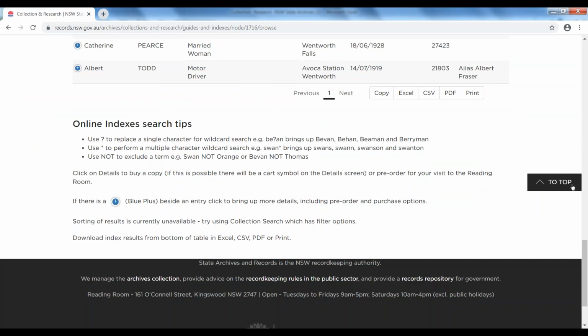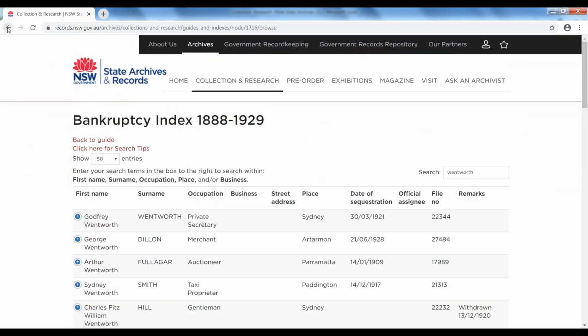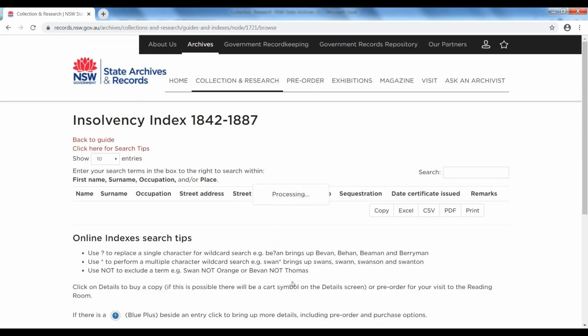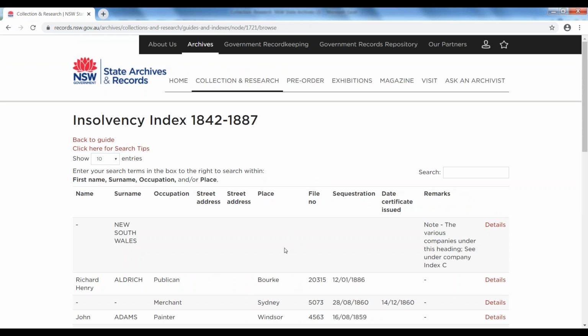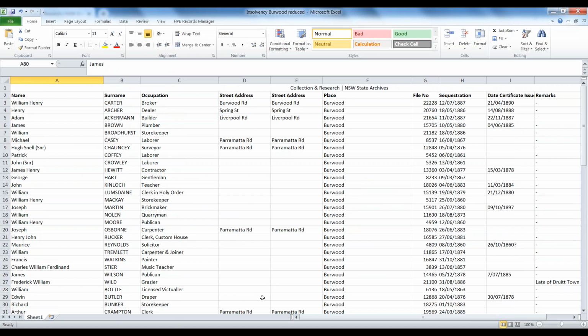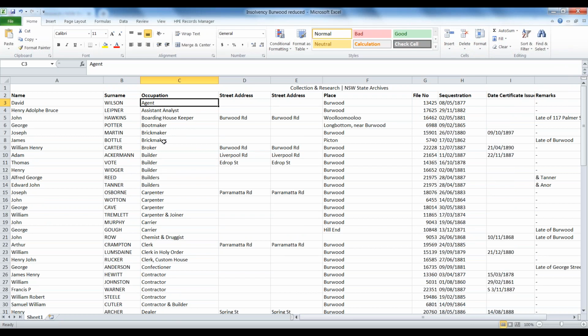Similarly, you can go to the Insolvency Index, covering 1842 to 1887, and do the same process. This is the spreadsheet that I prepared earlier for Burwood, and I've taken out any of the places that are not actually in the suburb of Burwood in Sydney. Again, obviously these are not all of the occupations, but it gives you that idea of the sorts of things that were happening in the place that you're interested in.